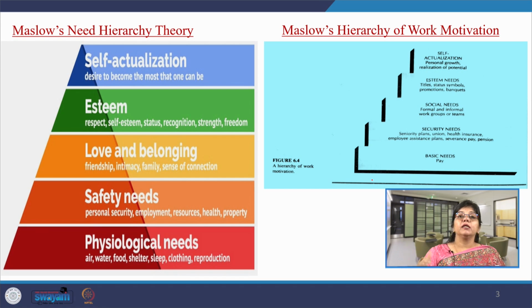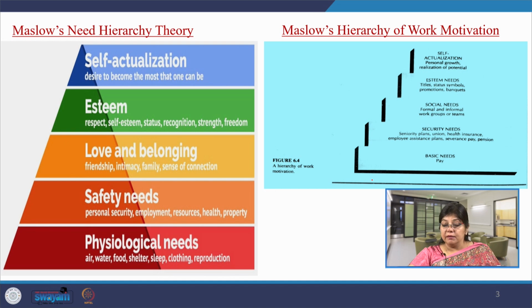This security can only come at work through insurance plans, union or pension schemes, that is, in what manner he or she can secure his job and his finances. Once the security needs are satisfied, the person moves on to the social needs, where the person tries to join different kinds of formal and informal groups and teams, showcase all the skills and competencies he or she possesses, and maintain friendships with the other co-workers.